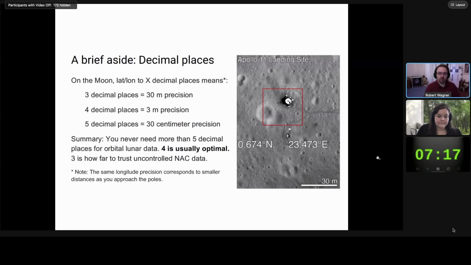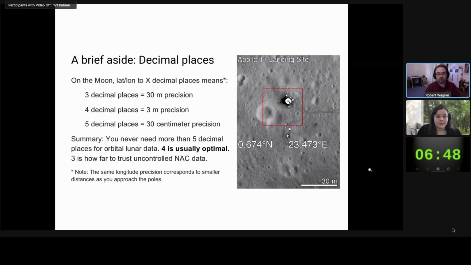So, quick note on decimal places. Using a specific number of decimal places implies some meter precision. On the moon, this maps out fairly nicely. 3 decimal places of precision means that you have a 30-meter box that those coordinates could refer to. Illustrated on the right here at the Apollo 11 landing site, that's about the size of the area the astronauts walked around in. Next slide.